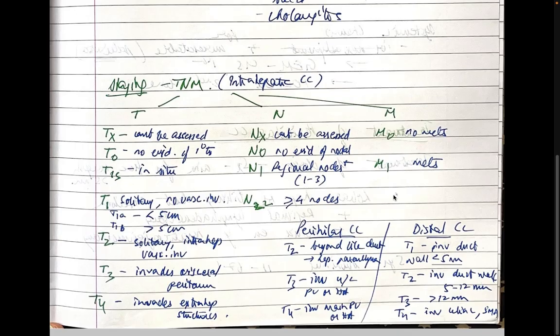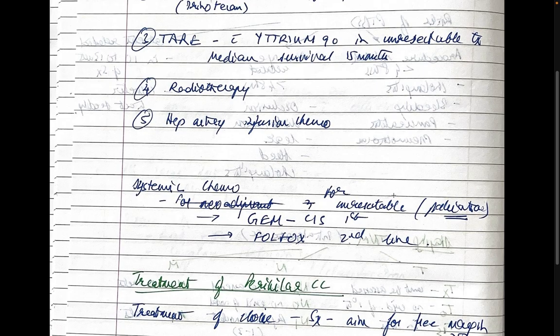What about distal cholangiocarcinoma? It all depends on the amount of invasion of the duct wall. So T1 is less than 5 millimeter invasion of duct wall, T2 is 5 to 12 millimeters, and T3 is more than 12 millimeters, and T4, it involves the vessels, that is celiac or SMA.